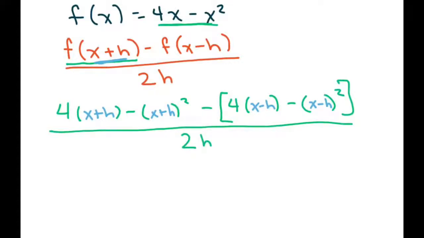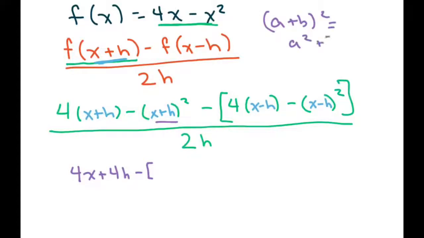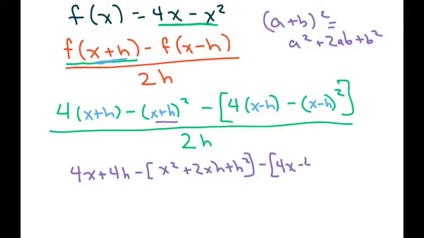So basically, let's distribute the first part. We get 4x plus 4h minus, and I'm just going to use the (a plus b) squared equals a squared plus 2ab plus b squared on that. So that's going to be x squared plus 2xh plus h squared. All right, minus, you get 4x minus 4h.